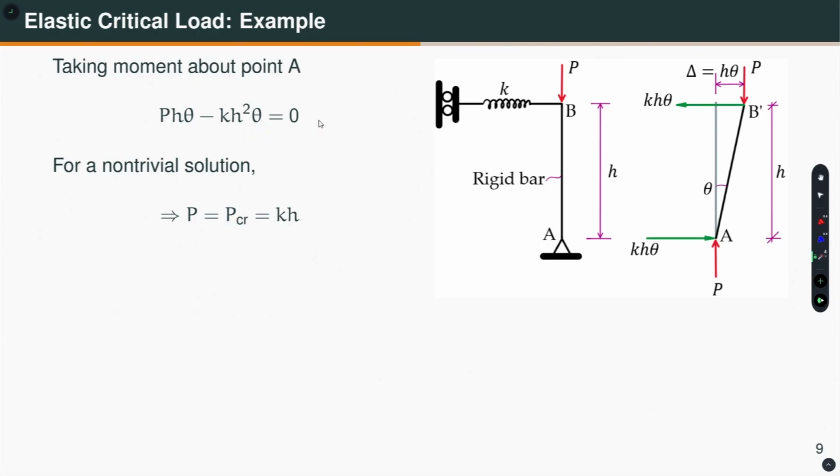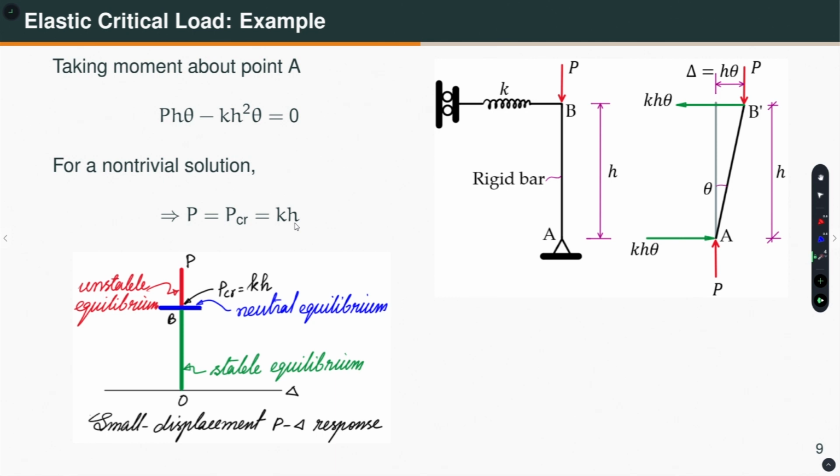Now, theta is non-zero for a non-trivial solution. If theta is 0, then you do not get anything. So, for a non-trivial solution, theta is not equal to 0, that means P h is equal to K h square. From there, we get P equal to K h, and we call it the critical load.